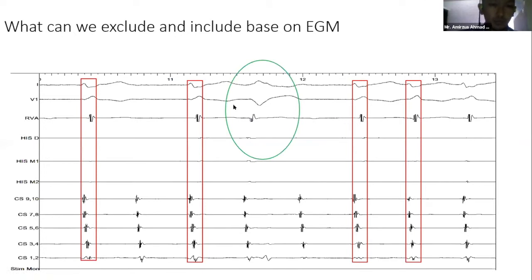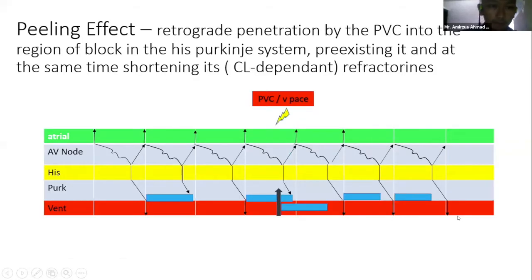When we do the plotting, we see the VA during conduction is equal to the VA during tachycardia and the dissociated one. But after the PVC comes in, the tachycardia goes back to one-to-one conduction. This is what we call the peeling effect. During the peeling effect, the refractoriness in the Purkinje system is altered, which adjusts the refractory period and conducts the tachycardia back to one-to-one.